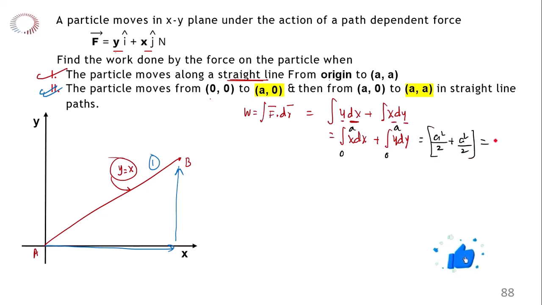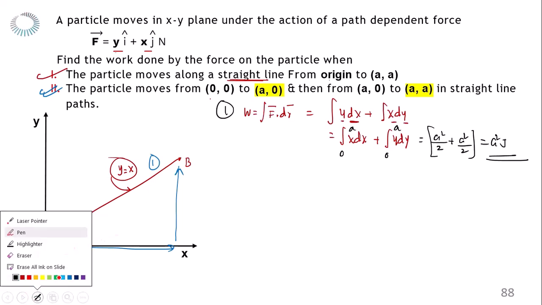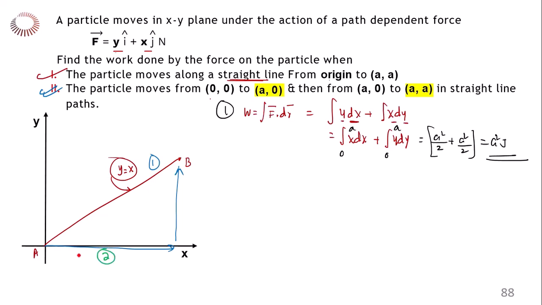So ultimately I am getting a square cube. So this is the answer for the first part of the problem, that is, when I am moving the particle along path number 1. Now I am moving the particle along path number 2 and path number 3. So first we calculate the work done for path number 2.